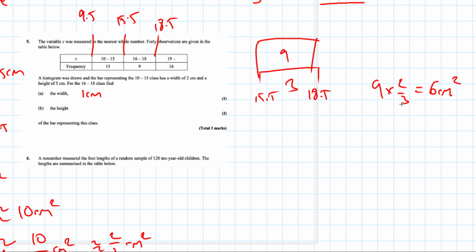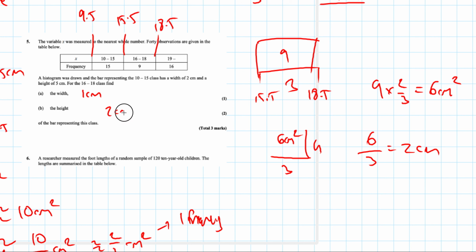Because we're doing the frequency times the 1, so this is 1 frequency essentially. We've got 9 here, times that 2 over 3, 6 centimeters squared, and then we know that it's going to be 3 times h is equal to 6 centimeters squared. So it's going to be 6 divided by 3, which is equal to 2 centimeters for the height. And that brings to the end the first 5 questions of this question set.